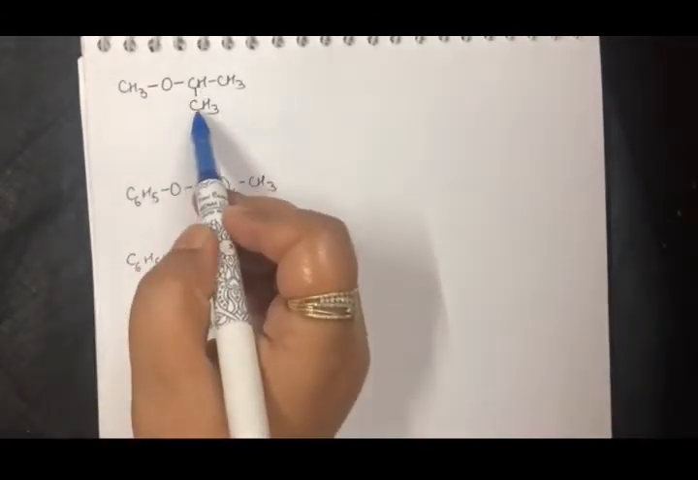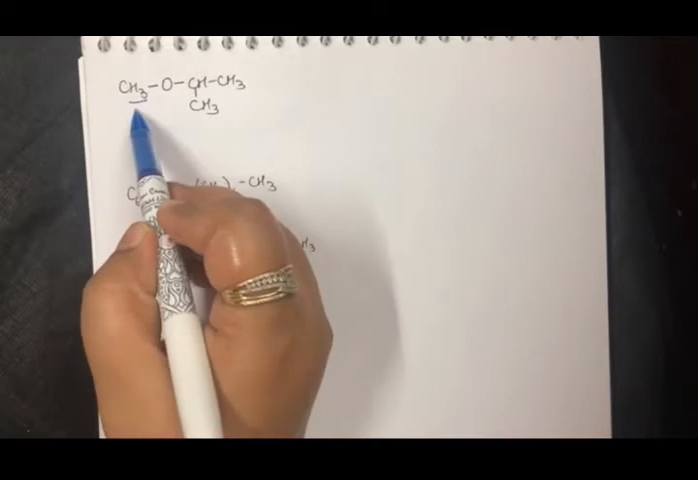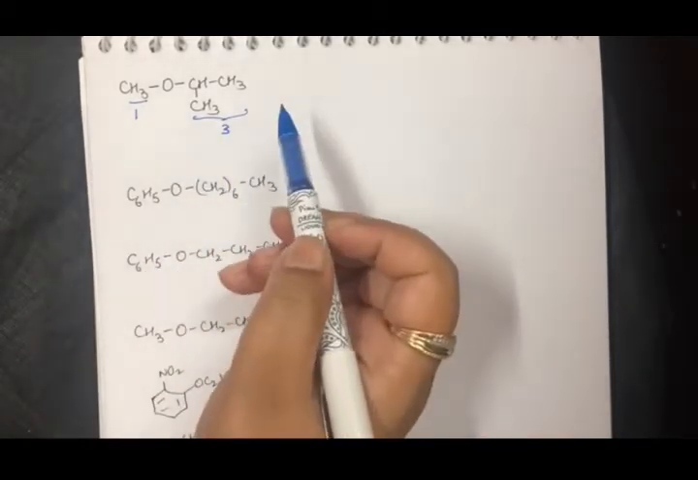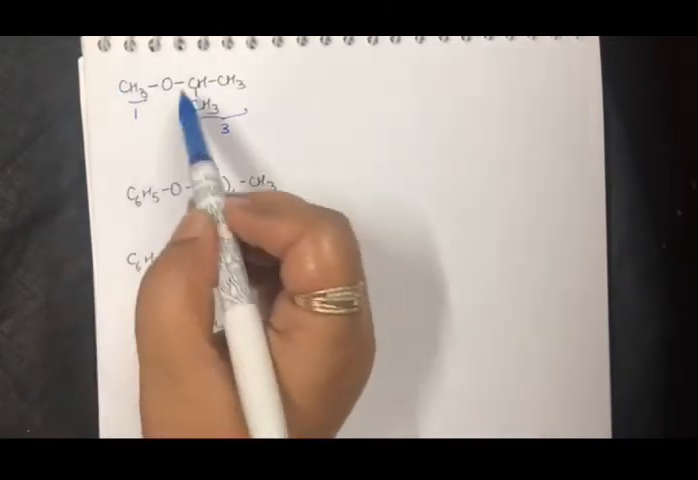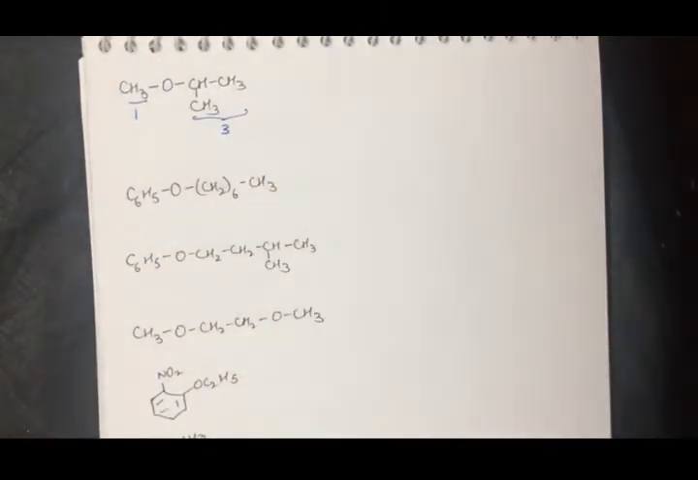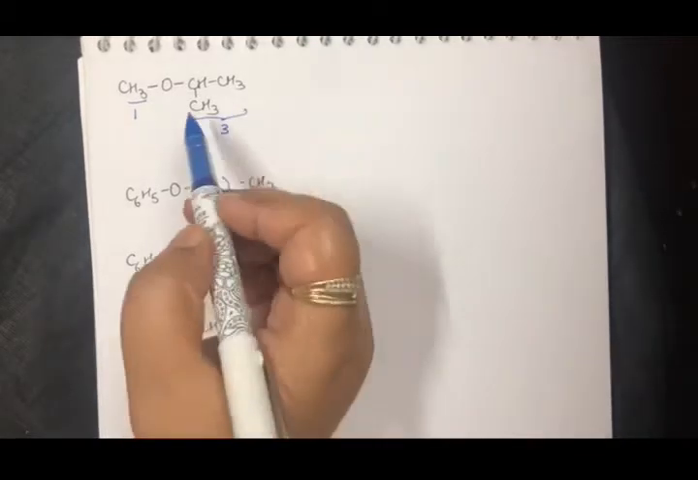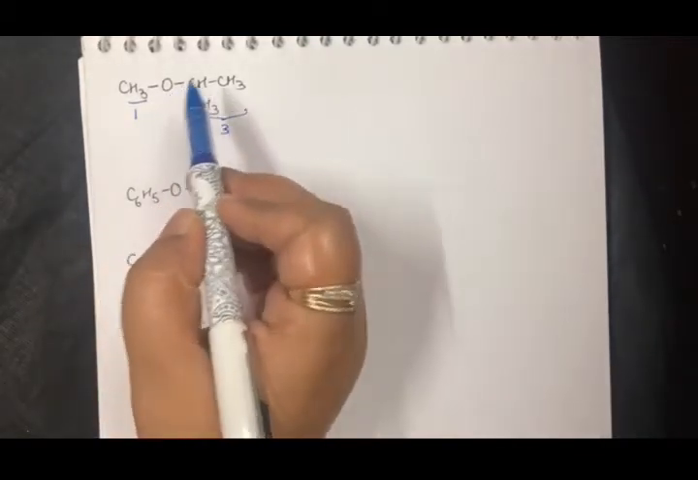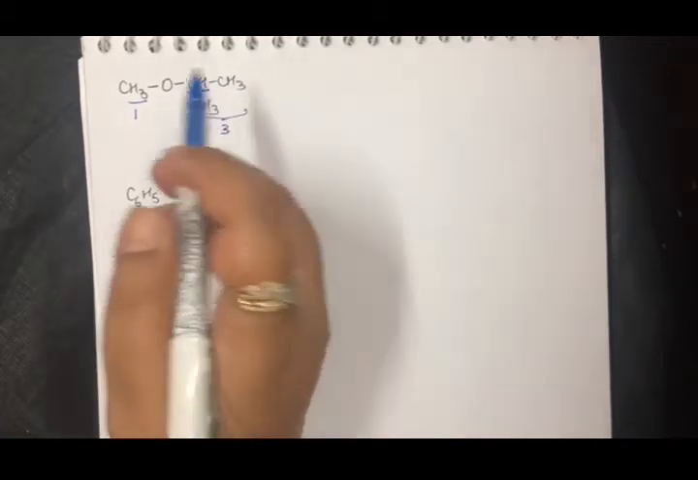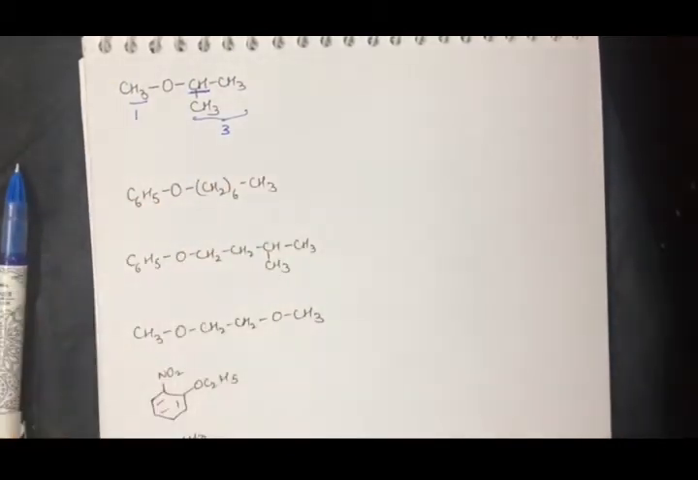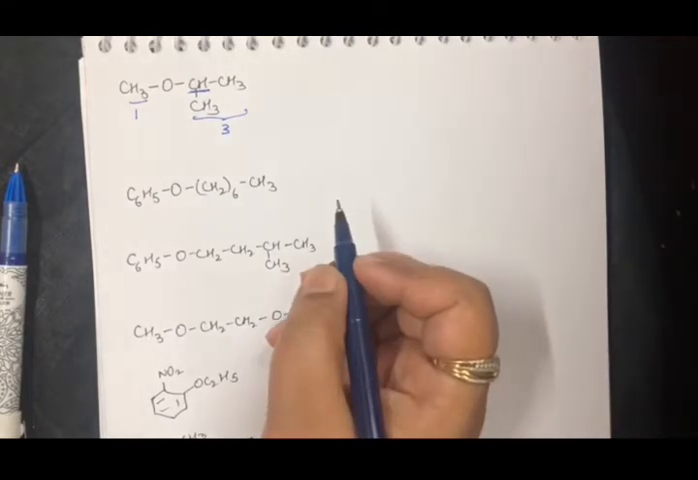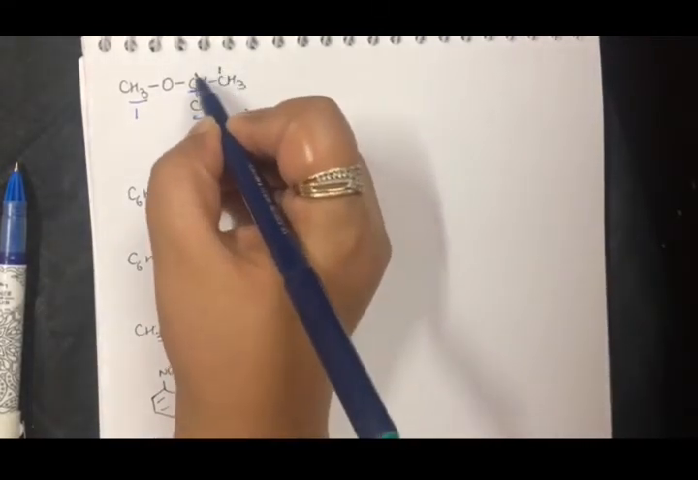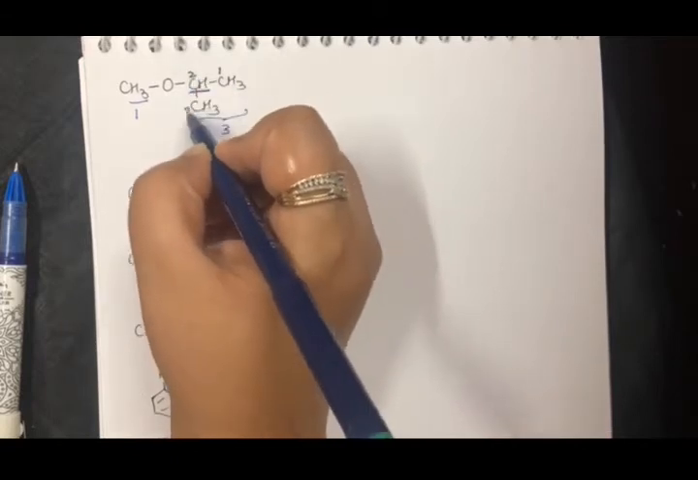Now this is the structure here. On one side of the oxygen you have 1 carbon, on the other side it is 3. Now definitely which is going to be my alkoxy group? This is going to be my alkoxy group. But at the same time, the alkoxy group is not attached to the terminal carbon. It is attached to a center carbon. So what you need to do is you have to number the alkane chain. So this is going to be 1, this is 2, and this is 3.